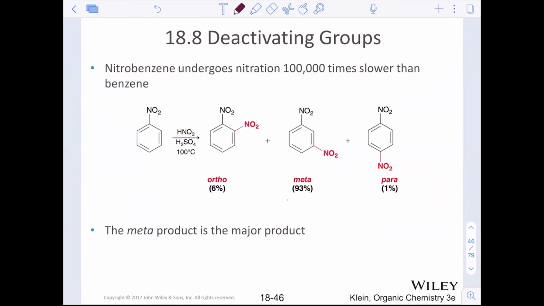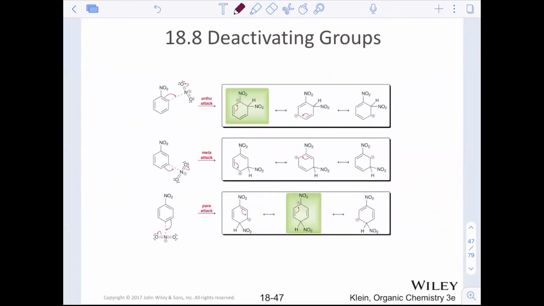But when it does react, meta, 93% of the time. Ortho and para, not so much. Why? Let's look at the sigma complexes.